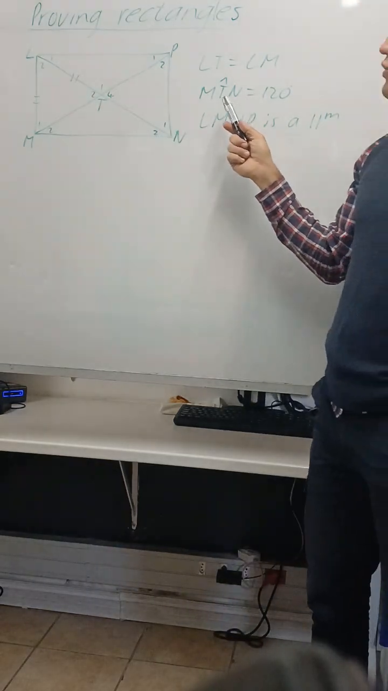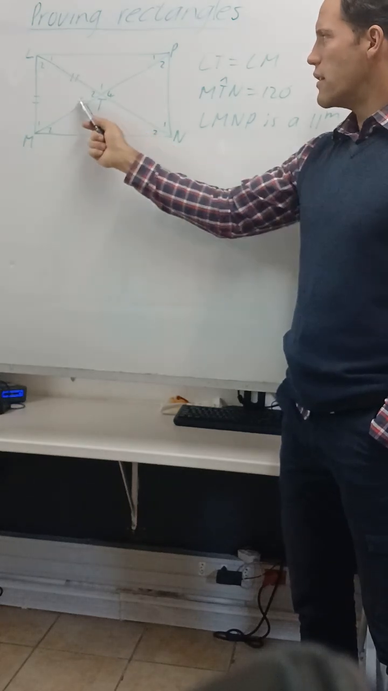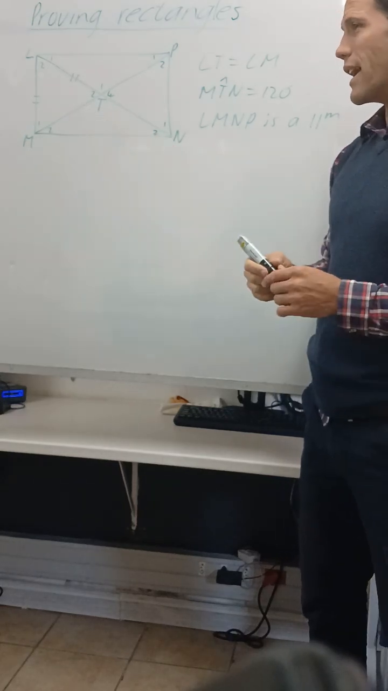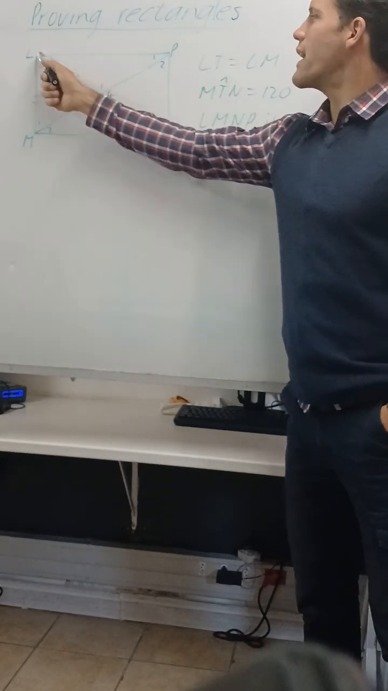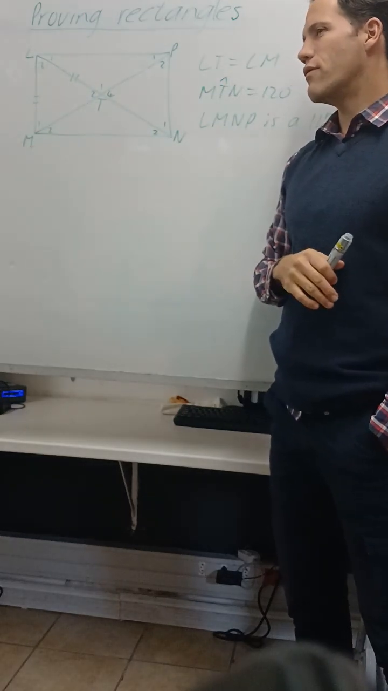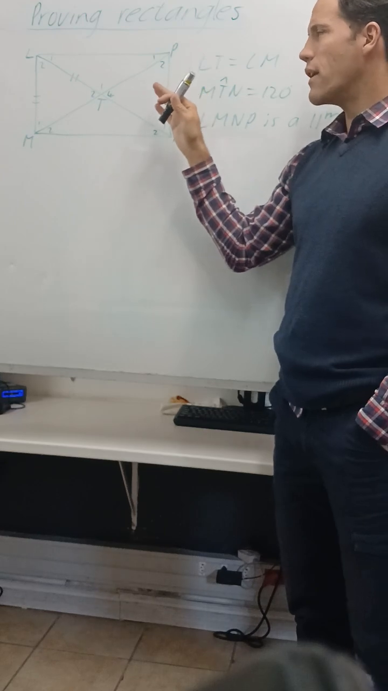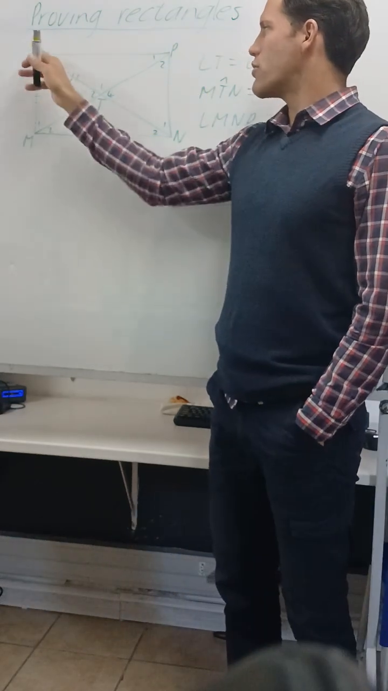All they gave you is that MTN is 120, that means this angle here is 120. And they told you that LT is equal to LM. That's the only information you have. This thing is a parallelogram. At this stage, it's a parallelogram. And LM is equal to LT.